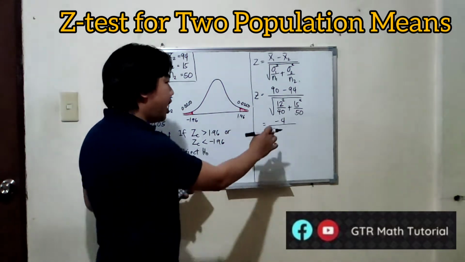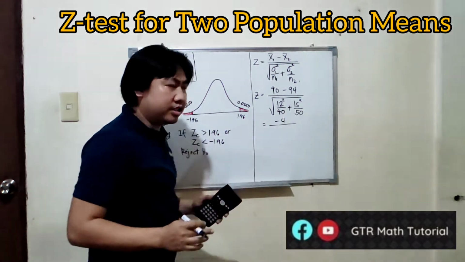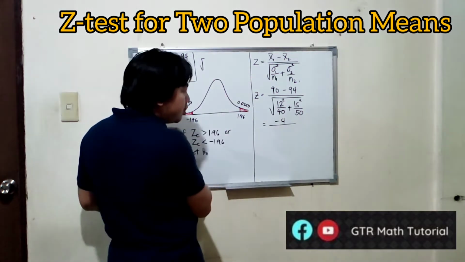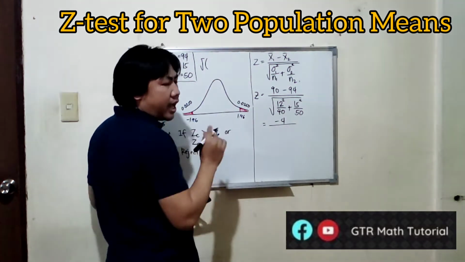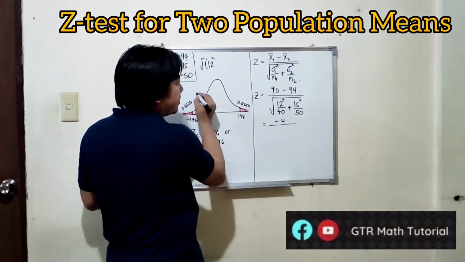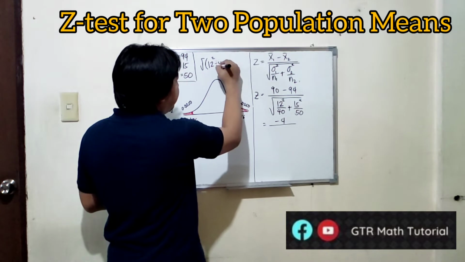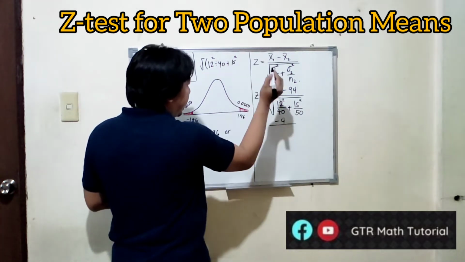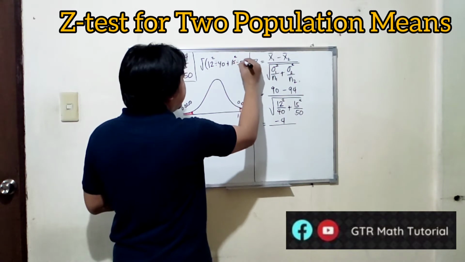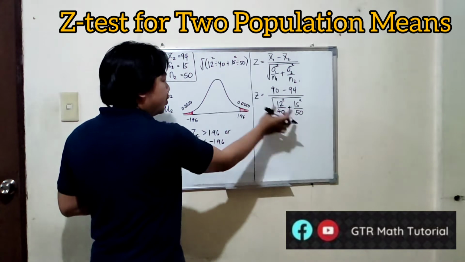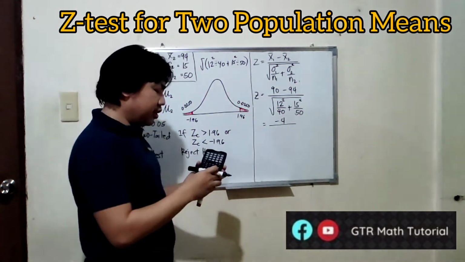And then, how to type this in your calculator? So to type this in your calculator, just press square root and then put a parenthesis symbol. So just type 12 squared divided by 40 plus 15 squared divided by 50, then parenthesis. So that's how to solve this in your calculator.